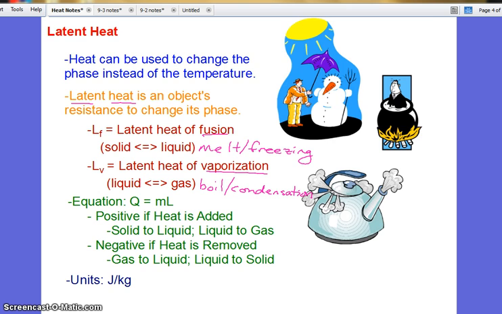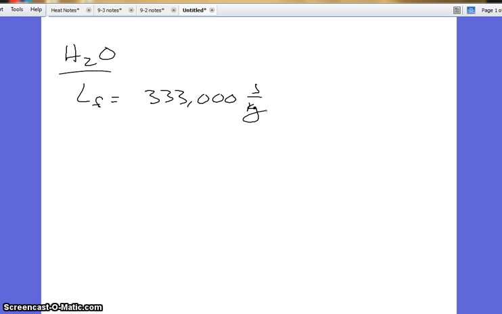Now, different materials have different latent heats. Let's look at water, or H2O I should be saying instead. The latent heat of fusion of H2O is 333,000 joules per kilogram. That means that for every kilogram of ice I have, it takes 333,000 joules to melt it. So if I have 2 kilograms of ice, it would take 666,000 joules to melt. If I have 3 kilograms of ice, it would take 999,000 joules of heat to melt, and so forth.